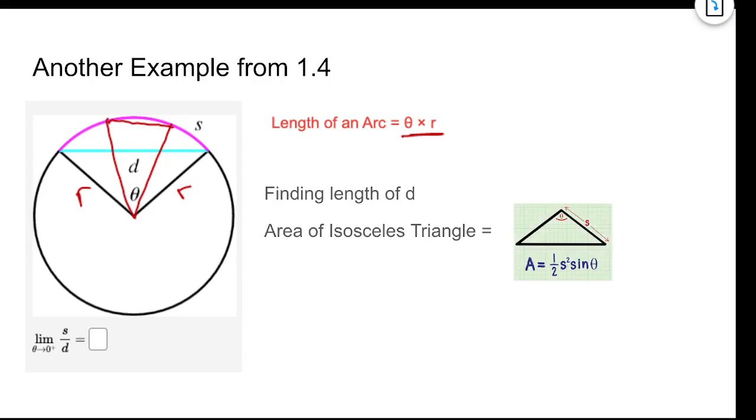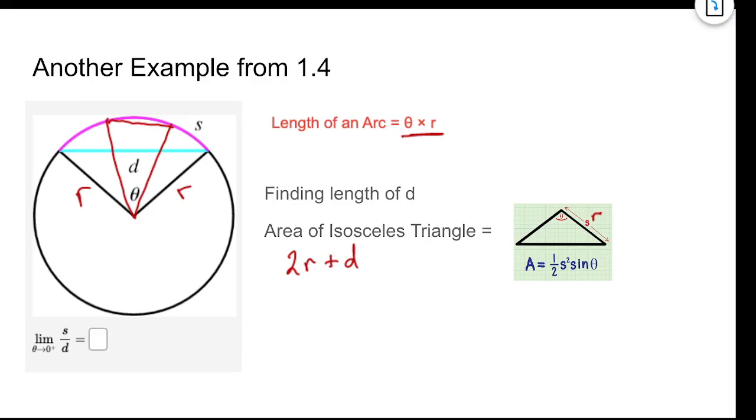Now, in our example, s is, we're calling it r because it's also the radius of the circle, right? The other thing is that the perimeter, in our case the perimeter of this triangle, is going to be 2r plus d.